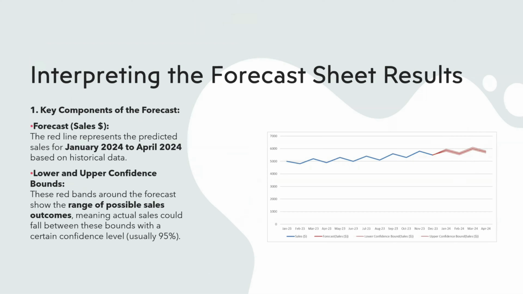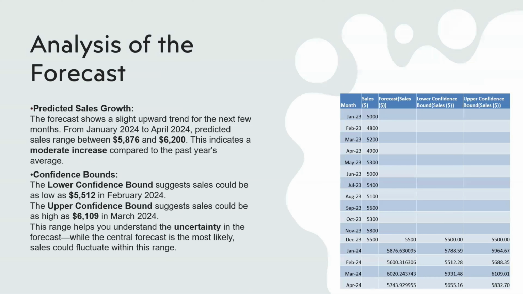So you see here are three lines. For the red line, there are three lines. The middle line is the forecasted sales, and the upper and the lower line are the lower and upper range of each monthly sales. So lower and upper confidence bounds. These red bands around the forecast show the range of possible sales outcomes, meaning actual sales could fall between these bounds with a certain confidence level, usually 95%, because that's what we set in Excel. If you want, you can change the confidence level from 95% to any level you desire.